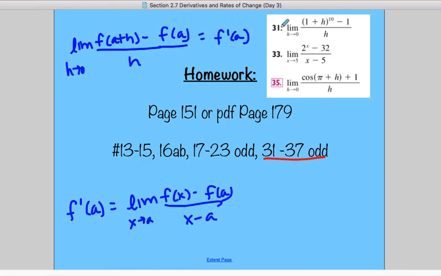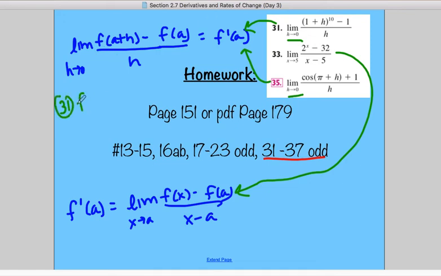Okay, so we need to look at all three of these and decide which equation they are using. Since two of them go to h equals 0, I would compare them to this definition of derivative. And this one is going to a number 5, so I'm comparing it to this definition of a derivative. For part A, number 31, you'd ask: what is the function they're talking about? What am I plugging into? My a plus h gives away what a is. It's 1 plus h, so my a is the number 1.